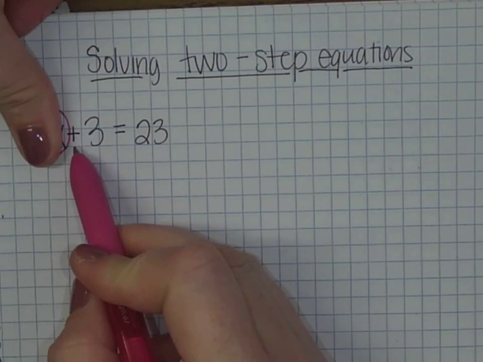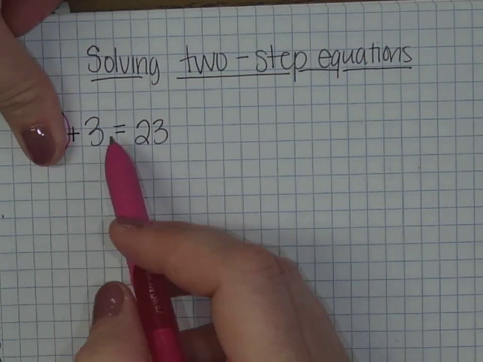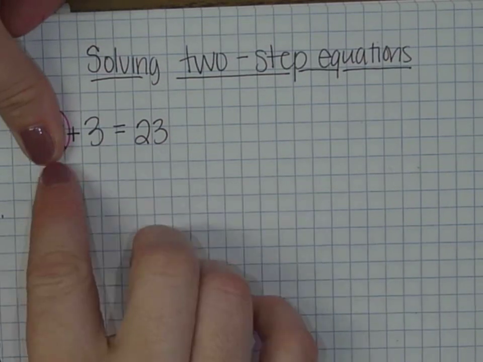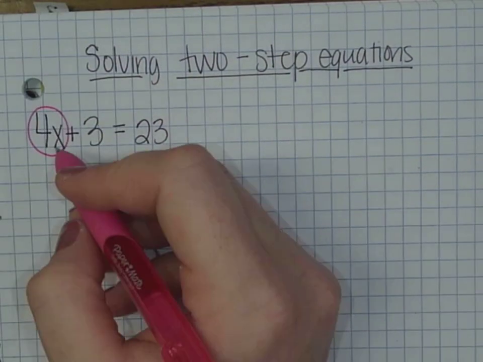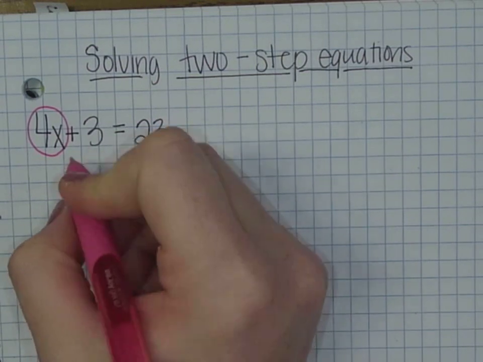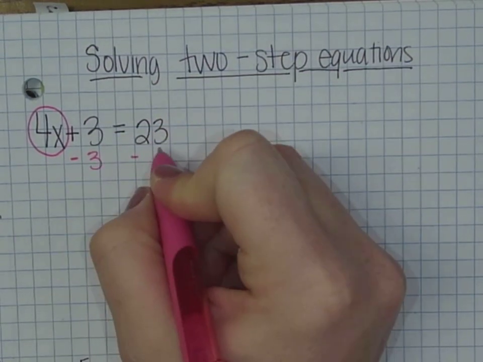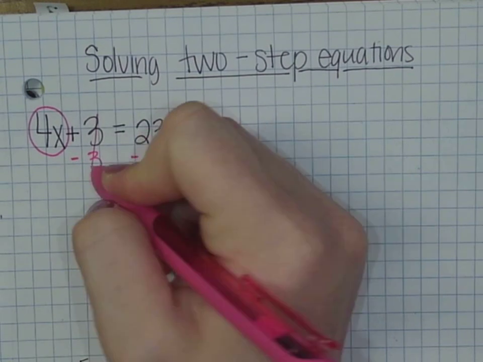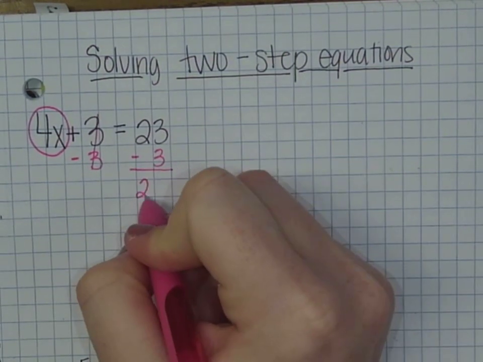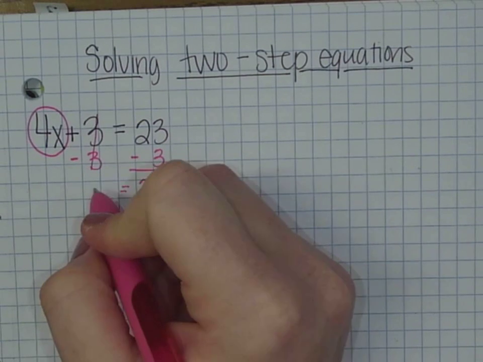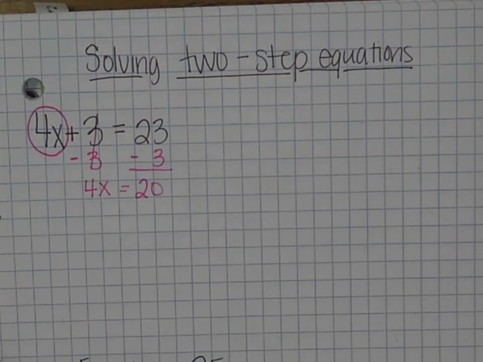In order to do that, I need to do the opposite, or inverse, of add 3. Because if we're trying to work backwards to find what number, we need to do the opposite. So the opposite of add 3 would be to subtract 3, and subtract 3. 23 minus 3 would be 20. So 4x equals 20.